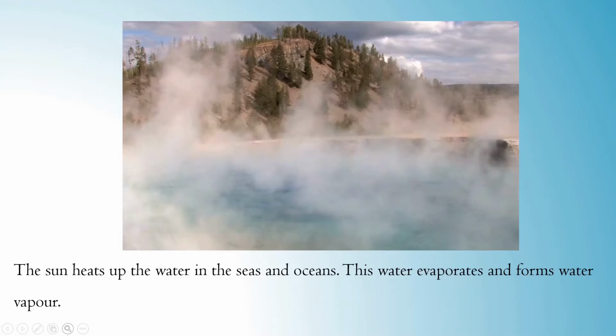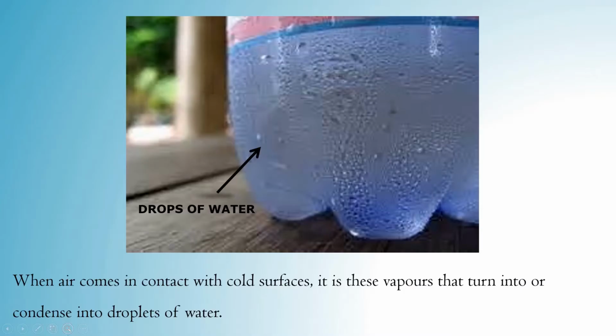Now, how is water vapor added into the atmosphere? The sun heats up the water in the seas and oceans. This water evaporates and forms water vapor. So, this is how the water vapor is added to the atmosphere. When this air comes in contact with a cold surface, it is these vapors that turn into droplets of water due to condensation. So this shows that air contains water vapor.